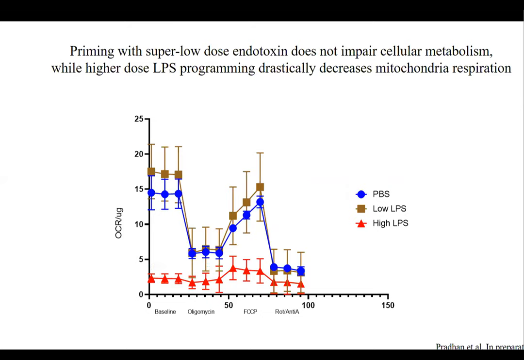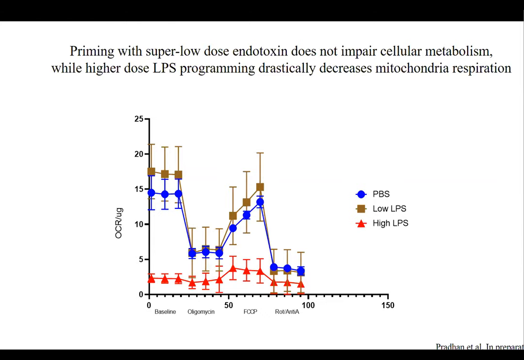We further confirmed that by doing this Seahorse assay, measuring the oxygen consumption rate. We can see that with super low dose endotoxin, there's not much alteration in general oxidative phosphorylation or oxygen consumption. But if we challenge the cells with high dose endotoxin persistently for 5 days, we have a drastic reduction of mitochondrial respiration.